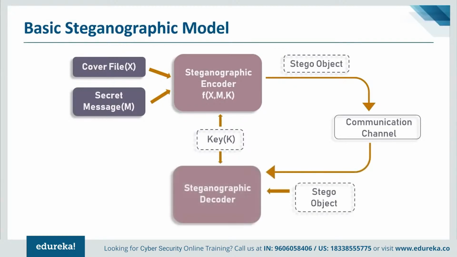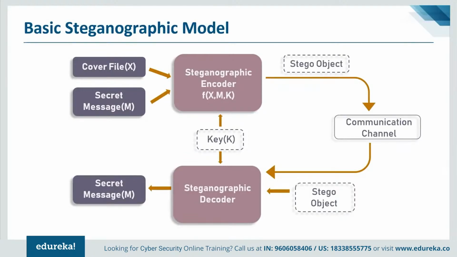Now, if on the other end, the receiver wants to extract the secret message, all he has to do is feed the stego object into the steganographic decoder, which also takes the key as one of its inputs, and then as a result, he gets the secret message which was intended for him. So like I said, it's a very simple process, right?